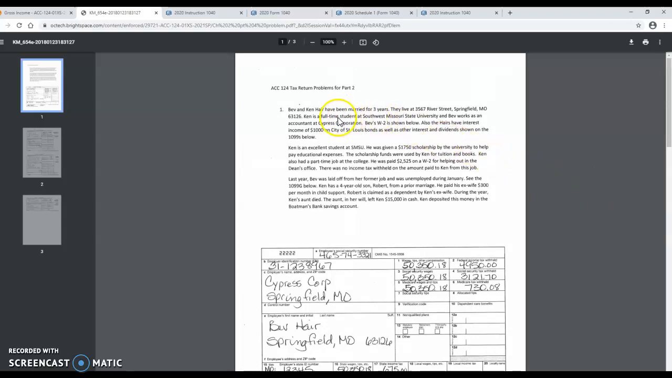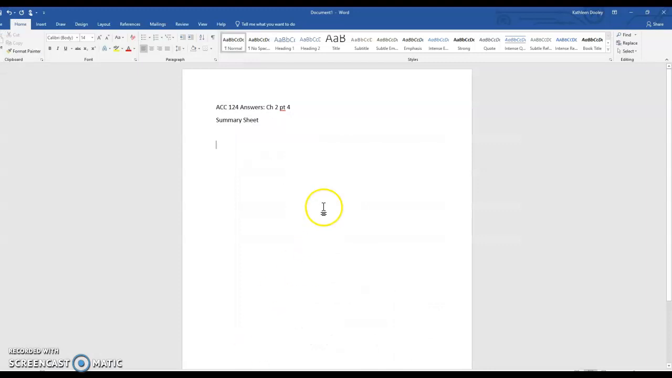Okay, so here is our Word document that I've started that's a summary sheet. Okay.